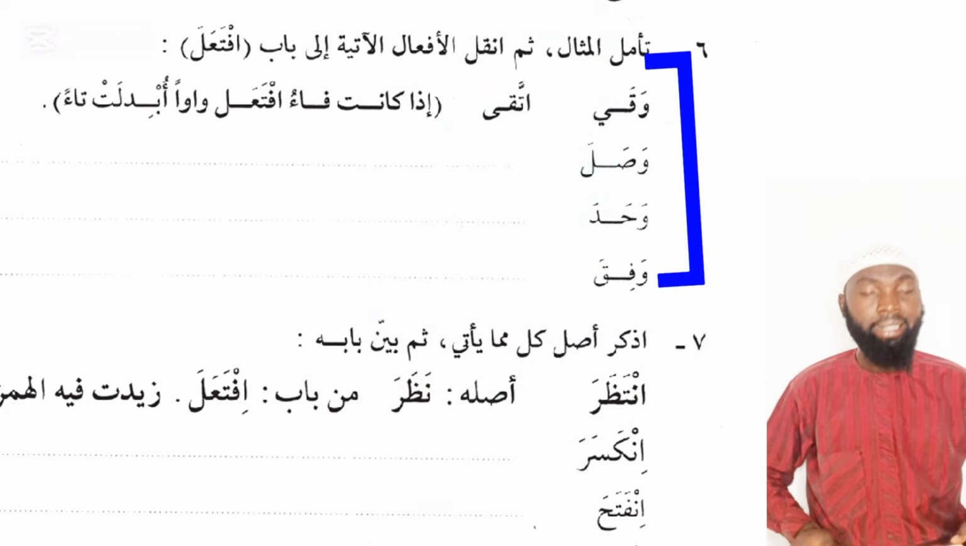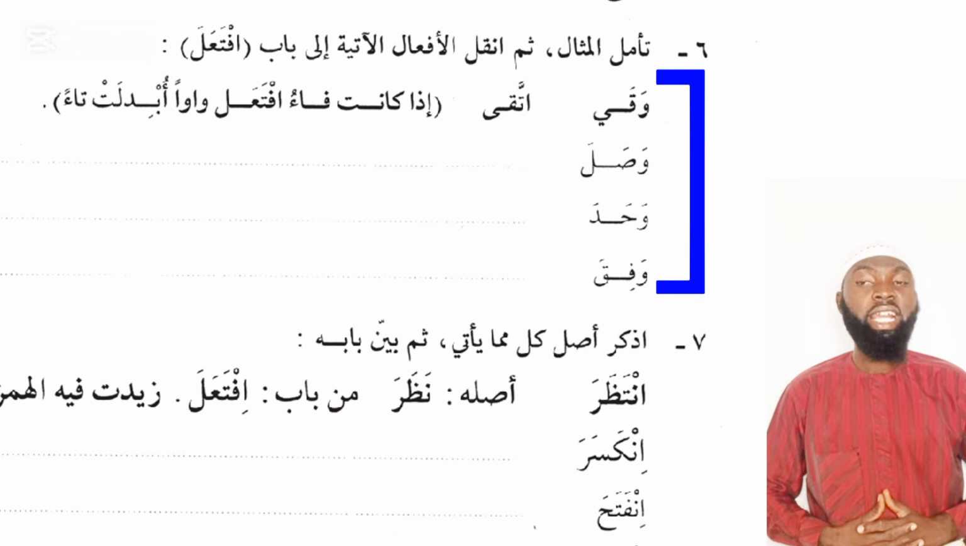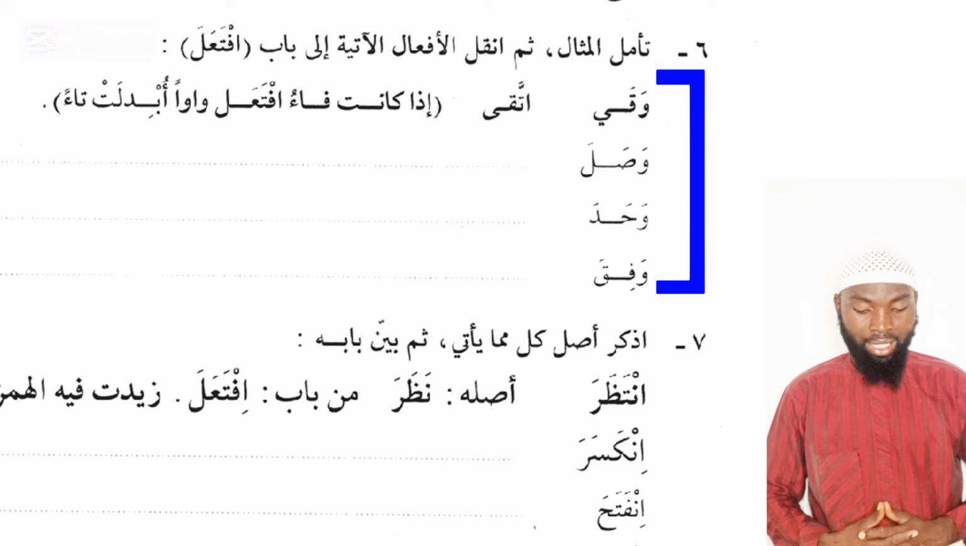We have number 6, ta'ammal al-mithal. So in the following example, thumma qul al-af'al al-atiya ila bab ifta'ala. Then change the following verbs into the pattern of ifta'ala. We have the word waqa. So any verb which begins with waw, in this pattern the waw will be changed to ta. That's why we have ittaqa. Wasala, it will be ittasala. Wahada, it will be ittahada. Then wafiqa will be ittafaqa.